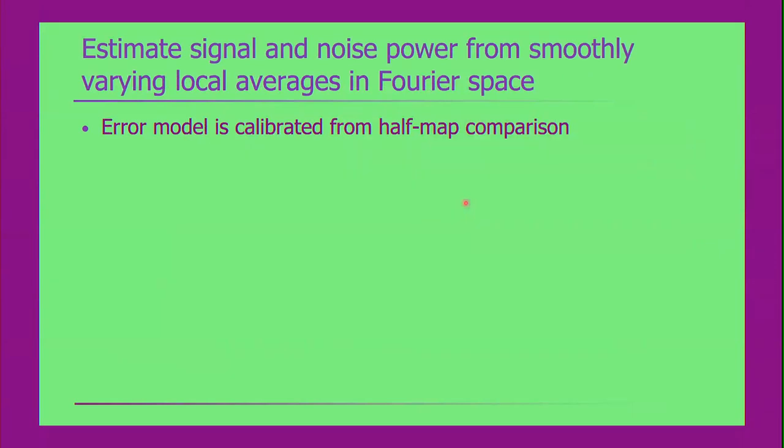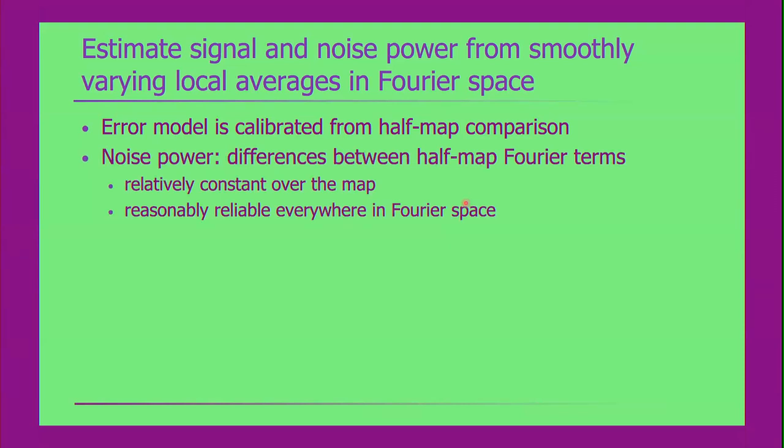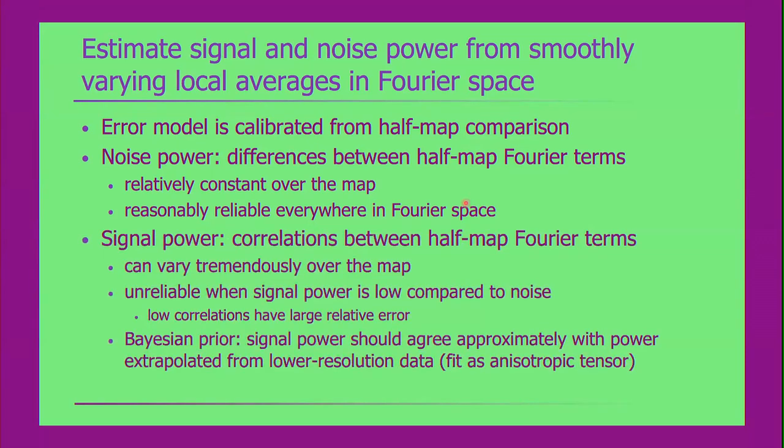So the way that we have settled on is to look in Fourier space. We compare half maps, look at the two half maps as the source of information, and look through Fourier space in local regions and make local averages of the signal terms and the noise terms and calibrate the model that way. So the noise power comes from the differences between the half map Fourier terms. And these actually should be relatively constant over the whole map. And they should be reasonably reliable because there are differences between the half maps and their Fourier terms everywhere in Fourier space.